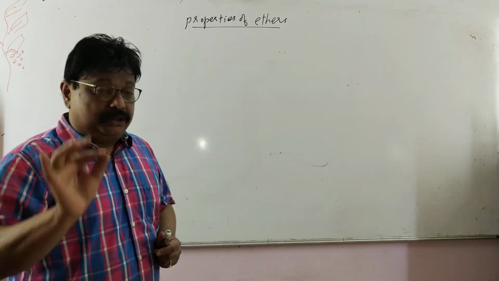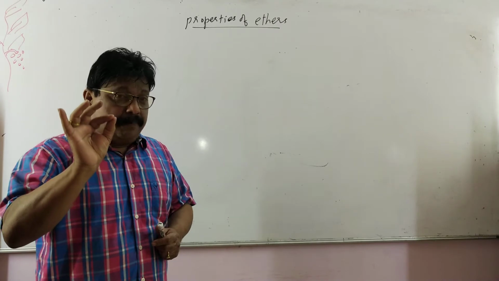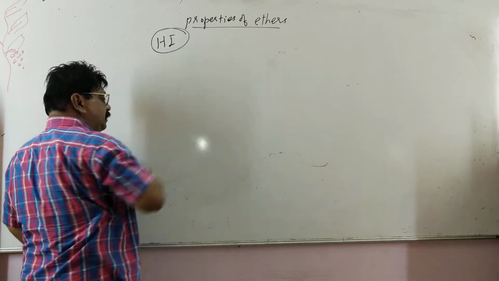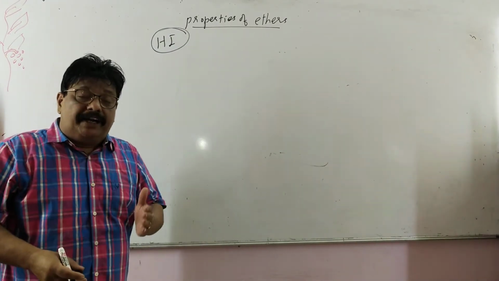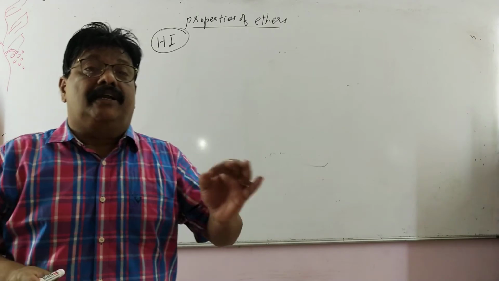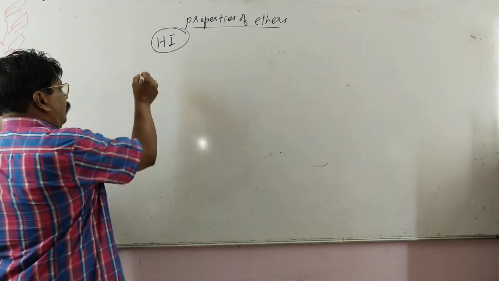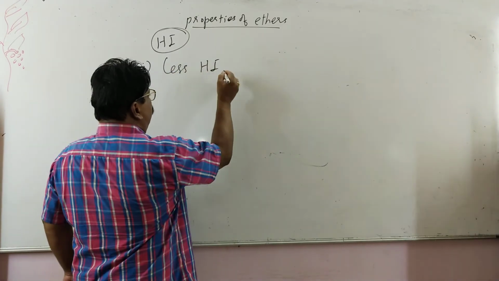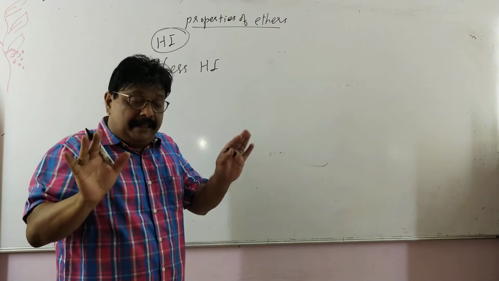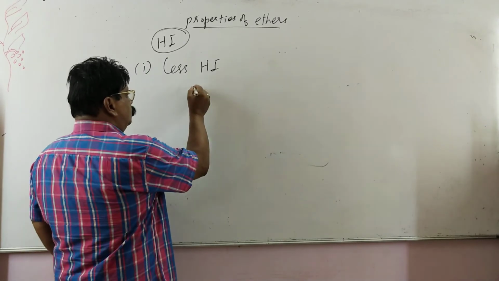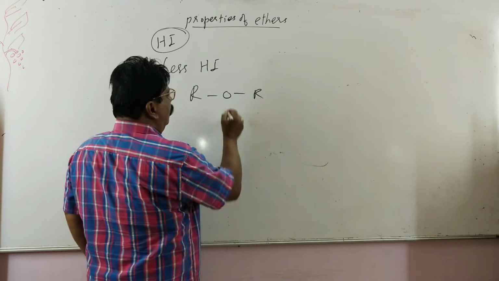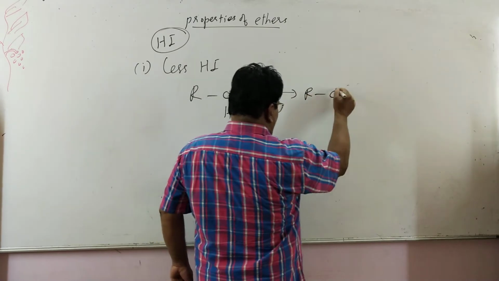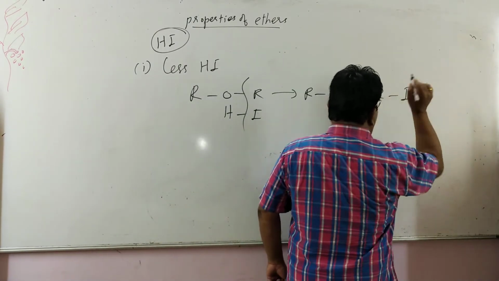When we talk about the chemical properties of ethers, the reaction with hydroiodic acid is the most important, and in every examination a question comes on this one. First condition: we are taking less HI and no heating, that means normal conditions. So ROR plus HI, if you imagine like this, we will get ROH plus RI.